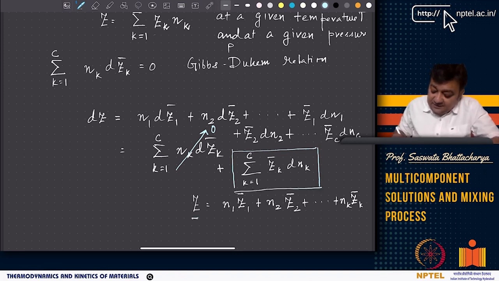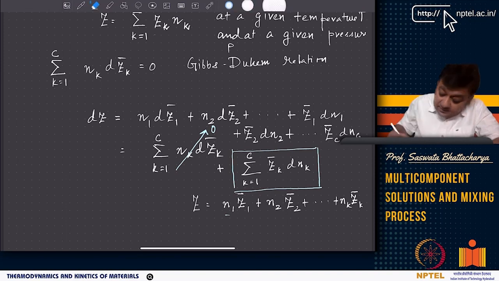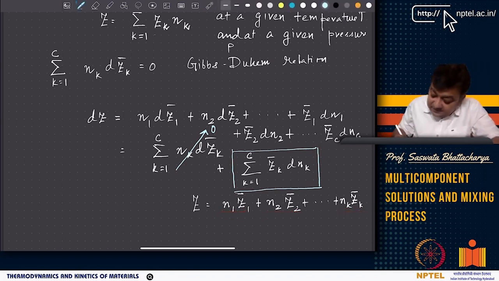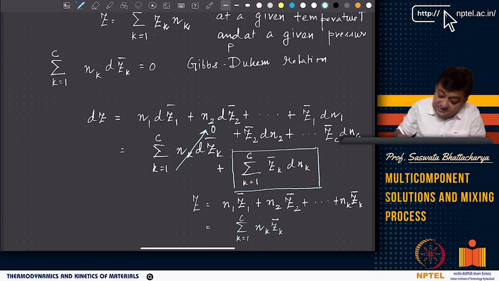You see, Z equals N1 Z1 bar plus N2 Z2 bar plus Nk Zk bar, or I can write this as summation k equal to 1 to c of Nk Zk bar. See, this is the Euler relation. This is the Euler equation or Euler relation.